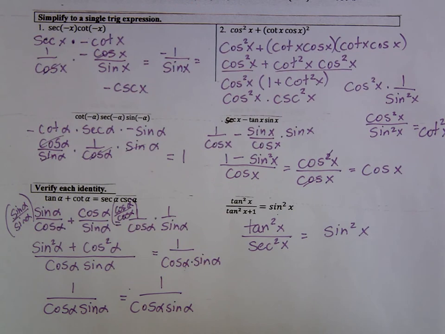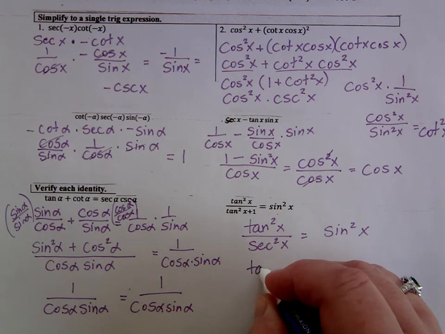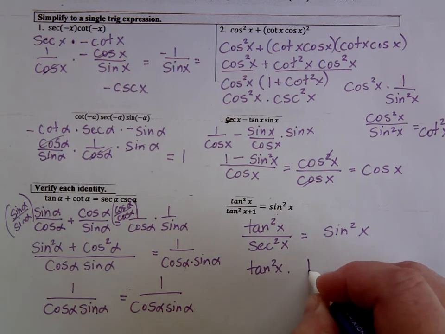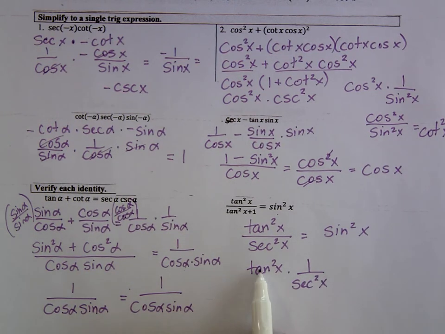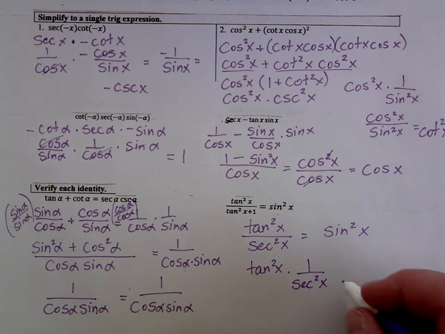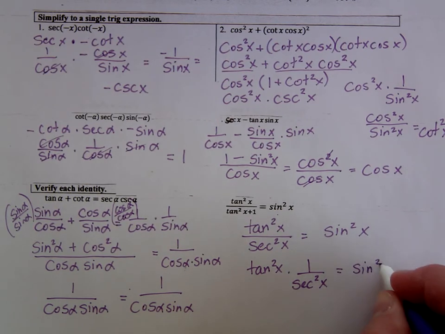If I start changing things to sines and cosines, before I do that, I want to just split this fraction up. I have a tangent squared x times a 1 over secant squared x, because see how the secant's in the bottom, tangent's in the top? I only want to do one thing at a time, so I'm just taking that fraction and splitting it apart. Supposedly it equals sine squared x.